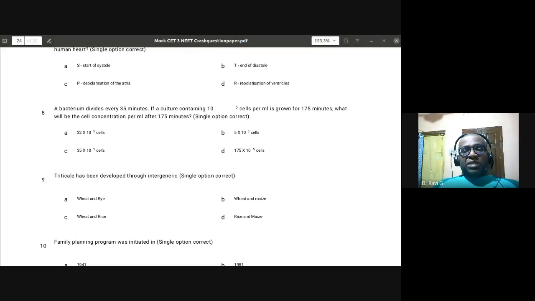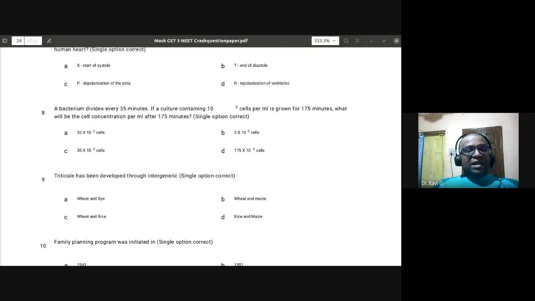So for every 35 minutes they are going to double up. So that is 2 to the power of 5 times, which is nothing but 32. So 32 into 10 to the power of 5 cells will be present after 175 minutes. So that is the solution. So A is the answer for it.